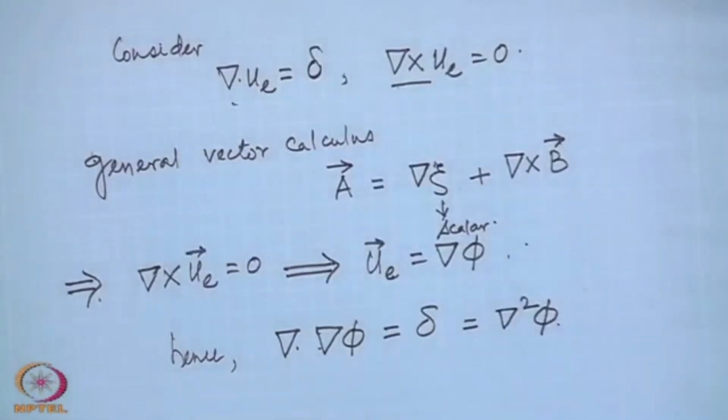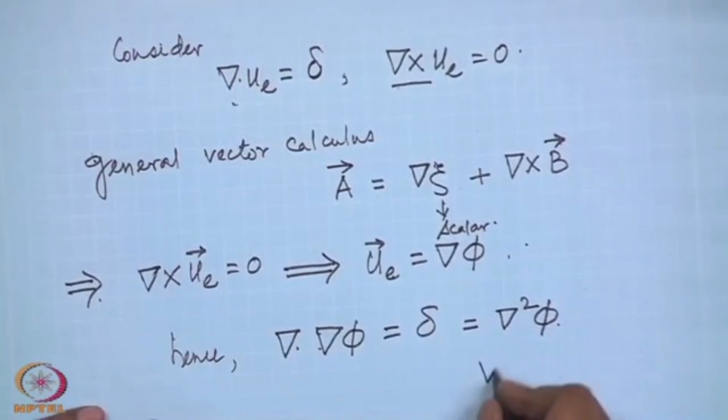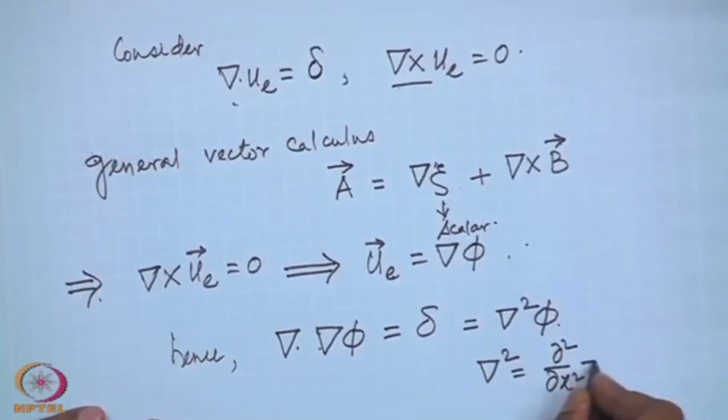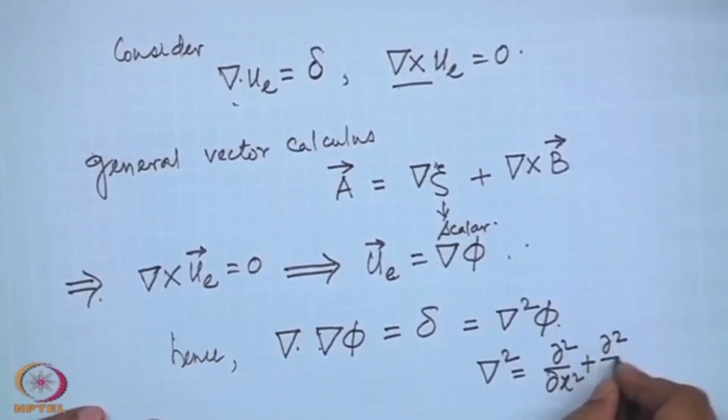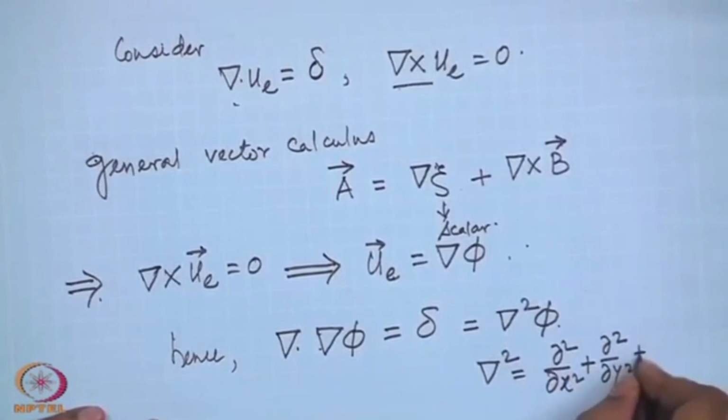Laplacian is a second order operator, d2/dx2 plus d2/dy2 plus d2/dz2 in 3 dimensional Cartesian space. In 3 dimensional Cartesian space, Laplacian is d2/dx2 plus d2/dy2 plus d2/dz2.